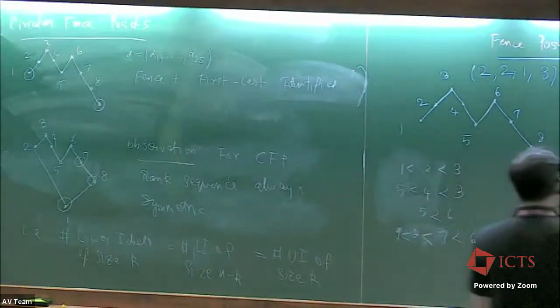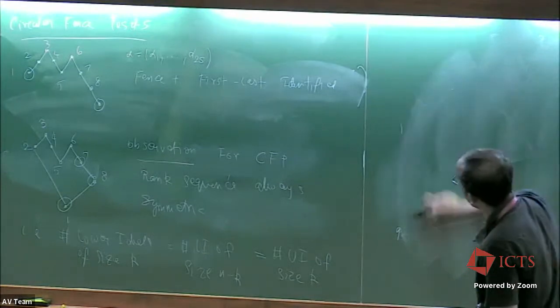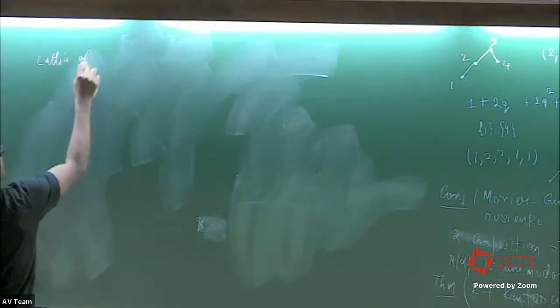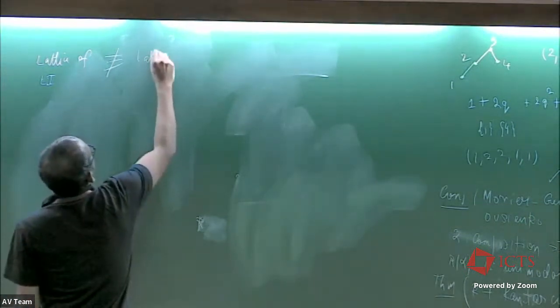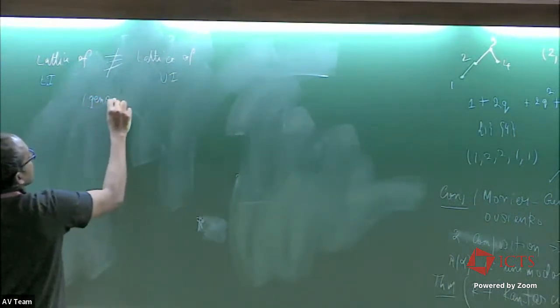But this is really interesting, that these posets are not isomorphic. Which posets am I talking about? The lattice of lower ideals. It is not order isomorphic to the lattice of upper ideals, excepting in some trivial cases. So somehow, the rank sequences behave in the same manner, but not for some obvious reason.